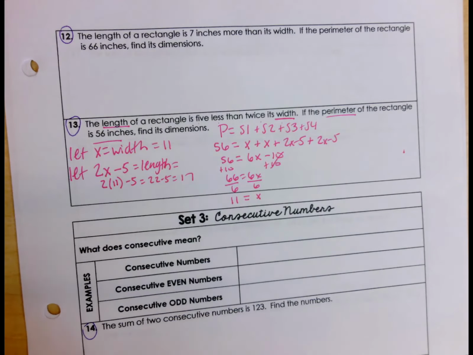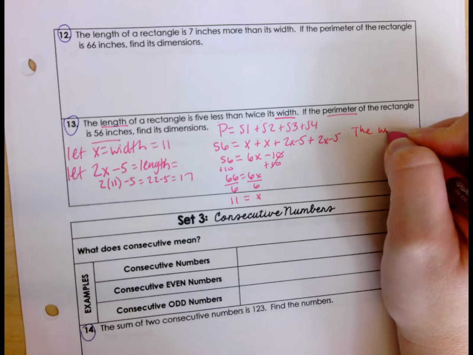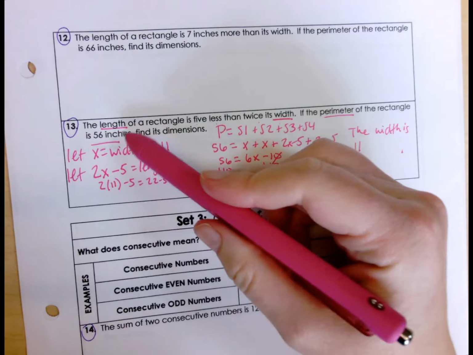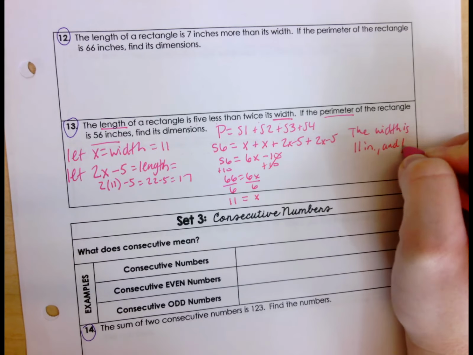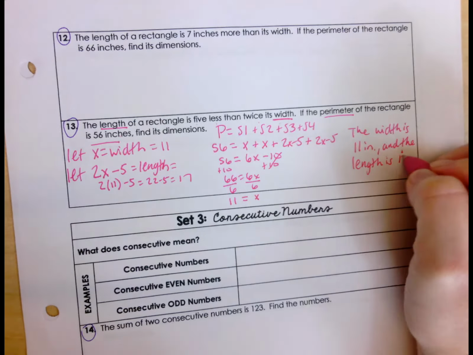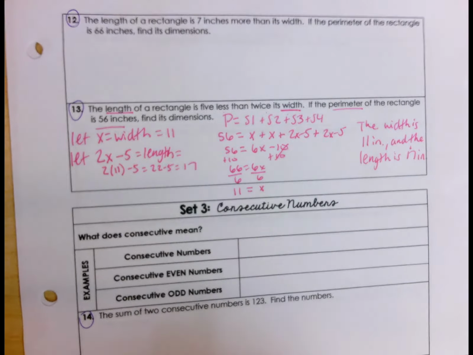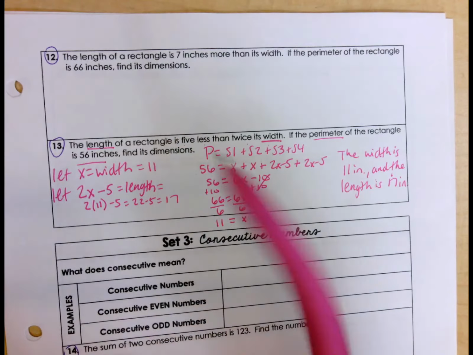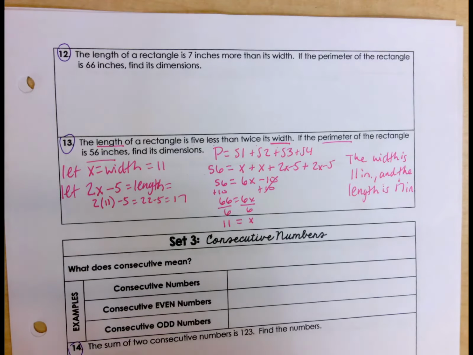Okay? So we have found that the width is 11, and what is our unit here? Inches. And the length is 17 inches. All right, and so that's our defining the answer. So you're going to do number 12. It's very similar to that one, on your own. Okay? All right, so that kind of wraps up where we were yesterday.